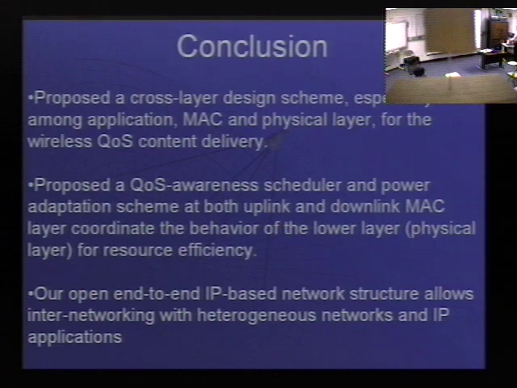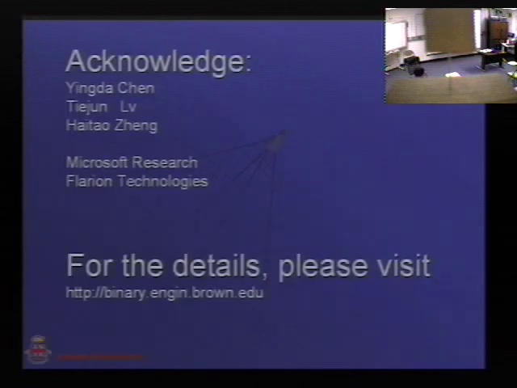Also, the downlink coordinates the behavior of the load. The base station makes the decision finally. The mobile can request, but the base station makes the final call. And our open end-to-end IP network structure allows inter-networking with heterogeneous networks, because the whole network is based on the IP network.